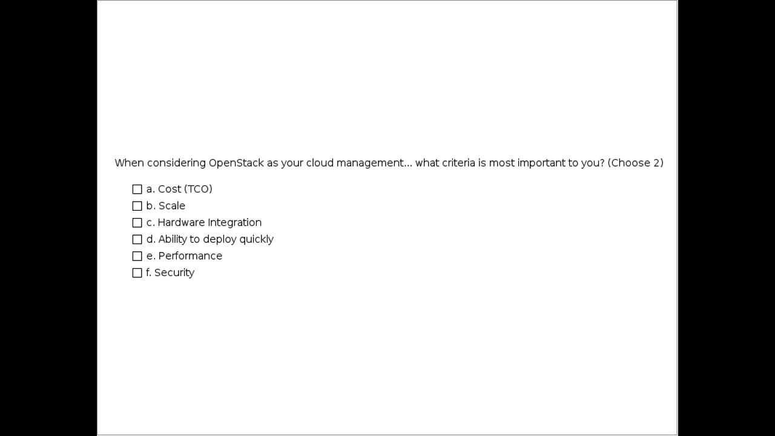We're actually going to finish up here with a poll. The question is, when considering OpenStack as your cloud management platform, what criteria is the most important to you? You may pick two of these. And while everybody is updating the poll questions, we'll open up the platform to any questions. Does anybody have any questions about Red Hat, about OpenStack, or anything that Colin can dig into here real quick?